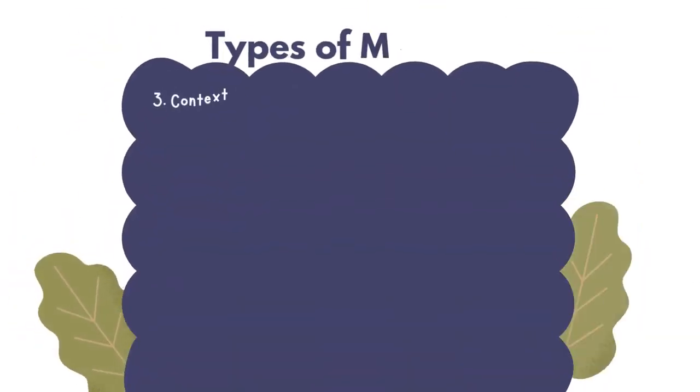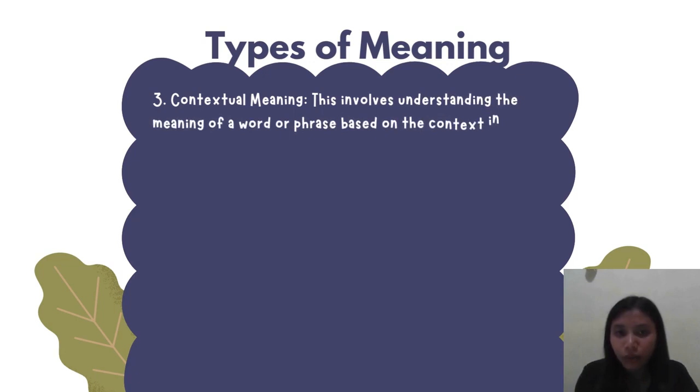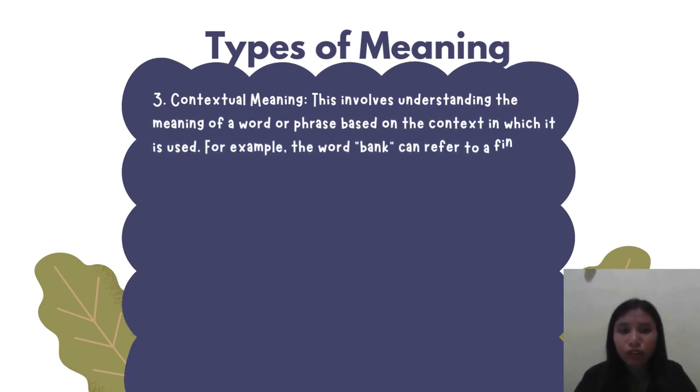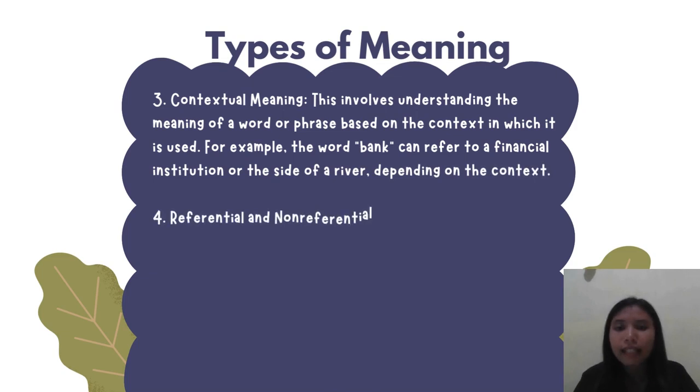The next type is contextual meaning. This involves understanding the meaning of a word or phrase based on the context in which it is used. For example, the word bank can refer to a financial institution or the side of a river, depending on the context.